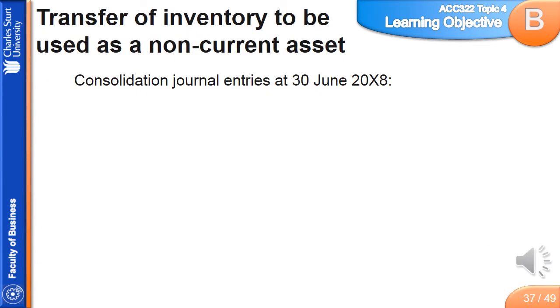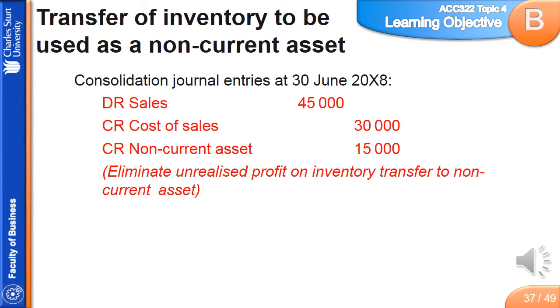We need to first reverse that whole sales amount of $45,000 that occurred during the year. So that will be a debit to sales as shown there, and then we credit the cost of sales by what it cost the subsidiary, which we can figure out by $45,000 minus $15,000 stated in the question. And then we're going to credit the non-current asset account. They didn't say exactly what the asset was, they just said non-current asset, so we'll leave it at that. We're going to credit that $15,000, which will bring it back down to its original cost of $30,000.